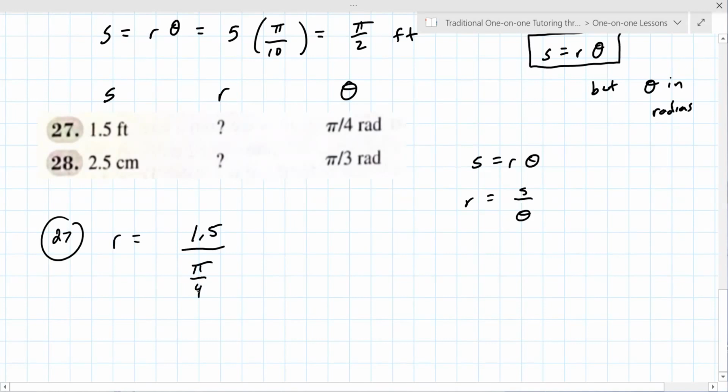Now they want a nice answer, so you have to do a little bit of remembering how to deal with decimals and fractions, or if you're allowed to use your calculator, just don't put the pi in. You have to put it in at the end. But this is 3 over 2 times the reciprocal of this, 4 over pi. So those cancel, and it ends up being 6 over pi feet, because the units have to match there.